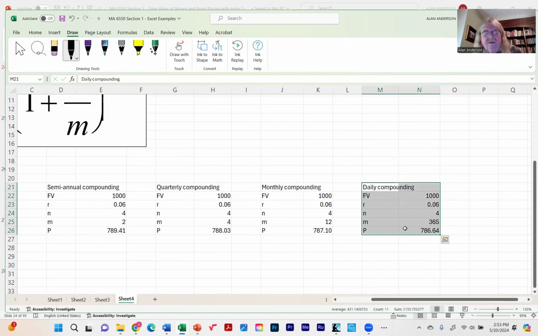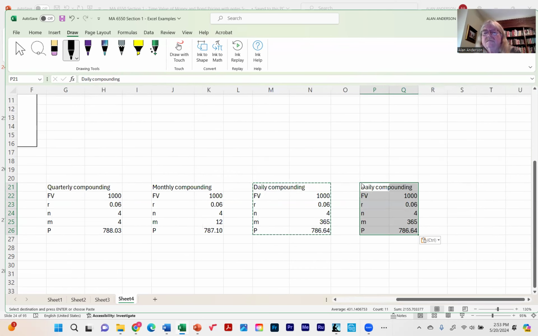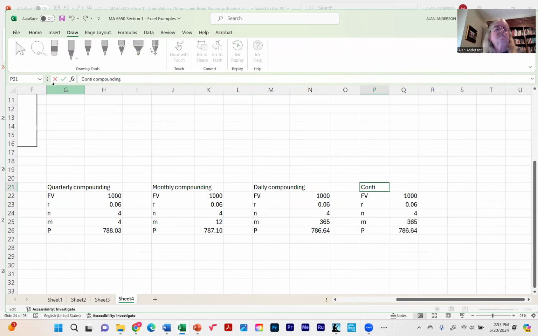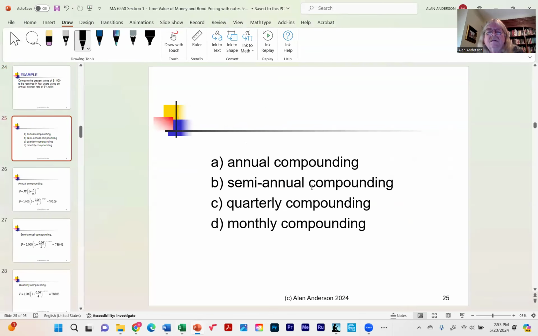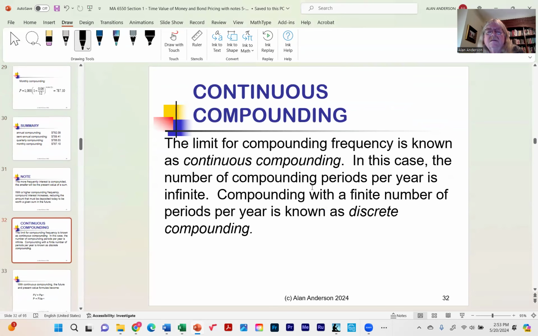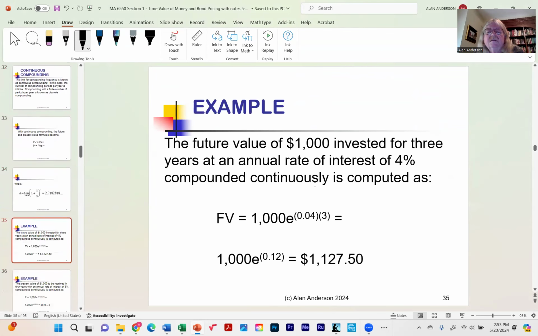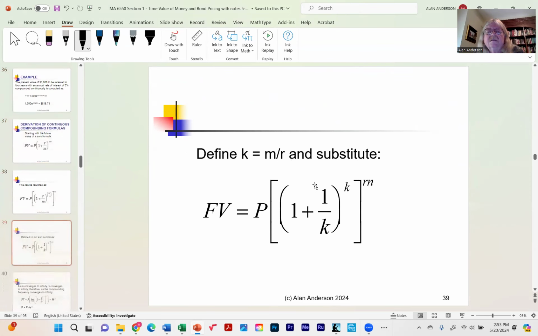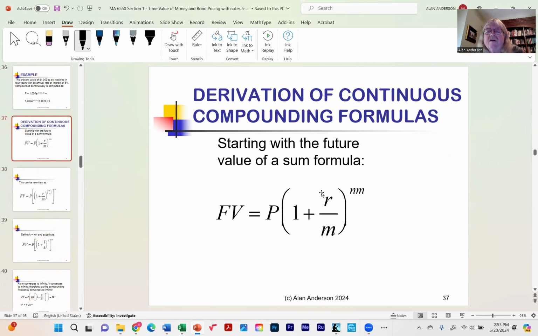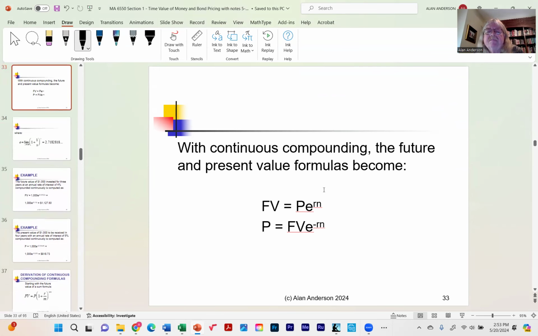And then we'll do continuous. And now, of course, this one requires a different formula. I'll show you again. Oh, by the way, there's a quick derivation here if you want to take a look at it in a second. Here it is.